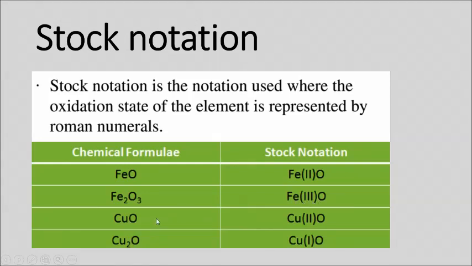For CuO, the oxidation state for copper is plus 2. That's why Roman numeral 2 is mentioned. Cu2O has plus 1 oxidation state. So this is about the Stock notation. According to the metal's oxidation state, we represent the Stock notation by Roman numerals in the parenthesis.